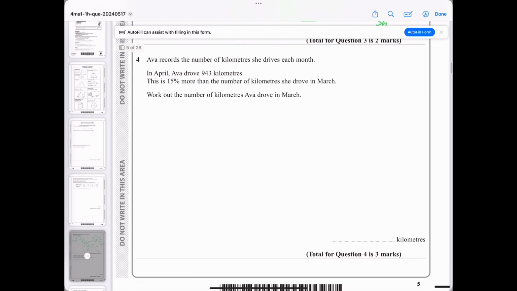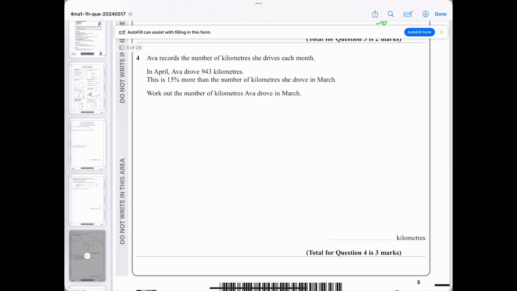Right. Ava records a number of kilometres she drives every month. In April, Ava drove 943 kilometres. This is 15% more than the number of kilometres she drove in March. Work out the number of kilometres Ava drove in March.